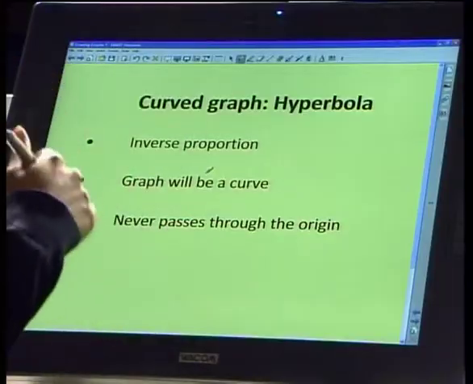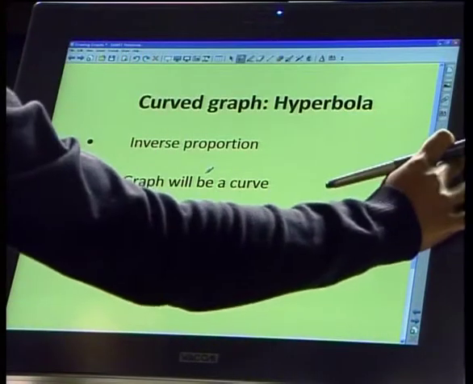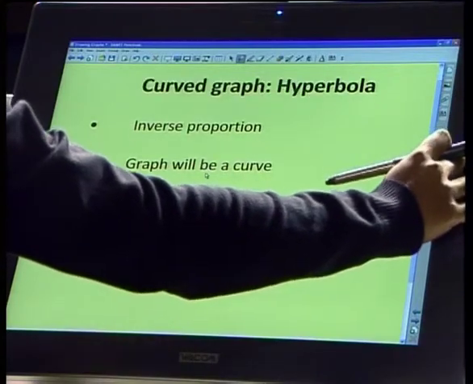We have done this before in a previous section, but just to remind you, an inversely proportional relationship is where one variable, or one quantity, increases as the other decreases. A typical example would be speed versus time, because if you think about it, as your speed increases, the time taken to complete the same journey will decrease. So that's a typical example of an inversely proportional relationship.